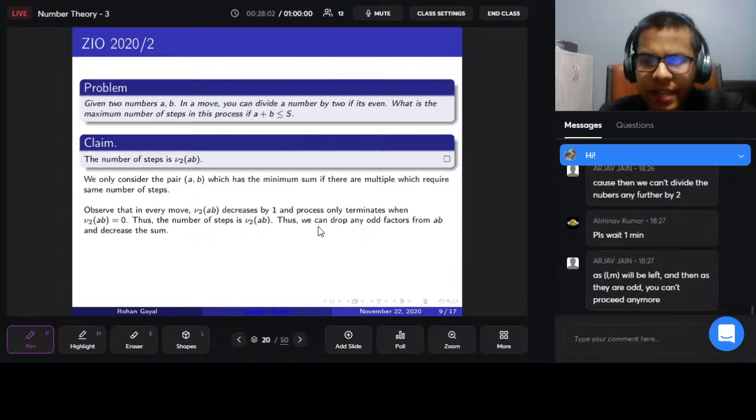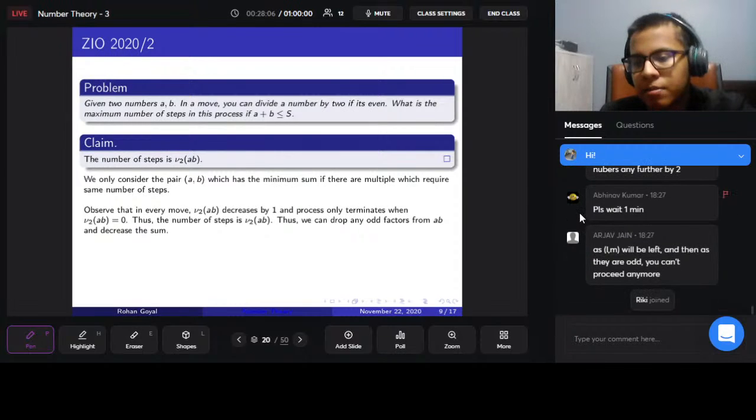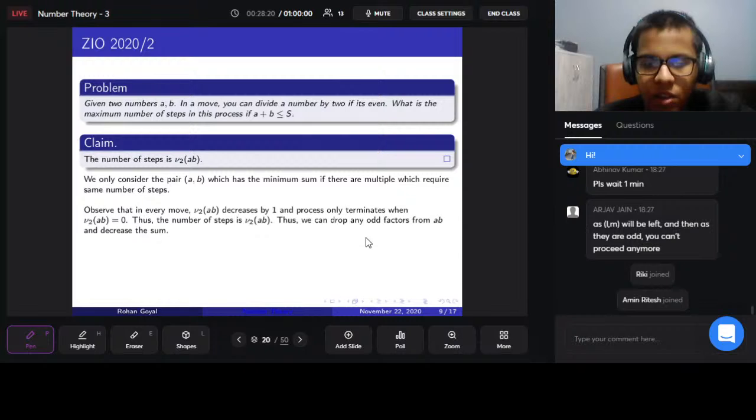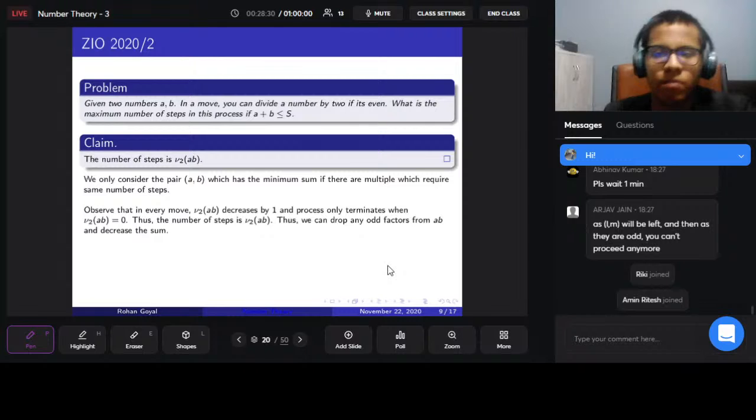So now we consider the pair AB which has the minimum sum if we are considering the same number of steps. Because we want the minimum sum, we can assume that there are no odd factors of A and odd factors of B other than 1. Because if we remove any of them, we'll end up decreasing the sum of A and B, and the number of steps will remain the same.